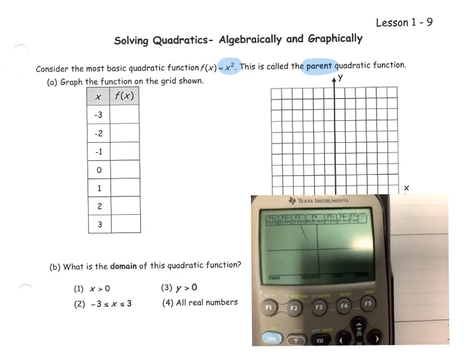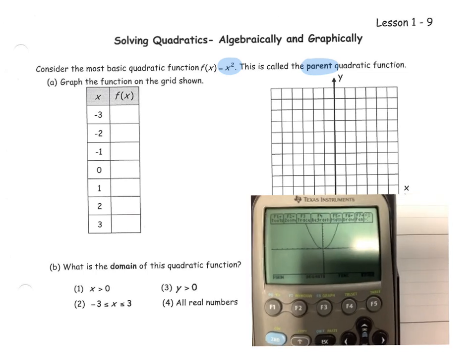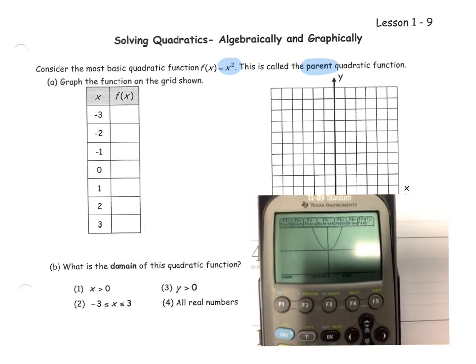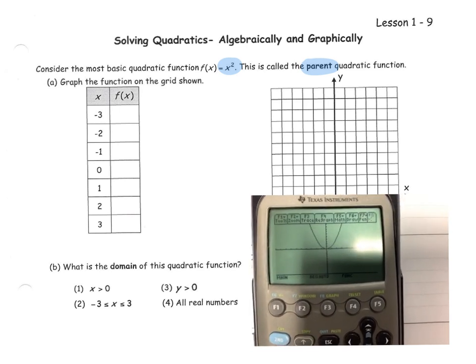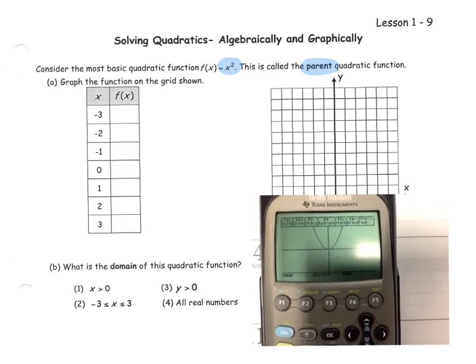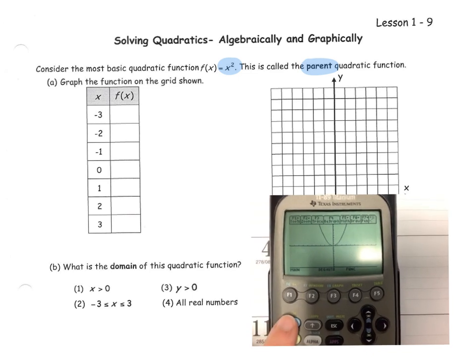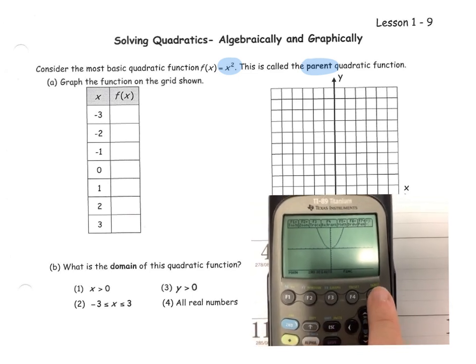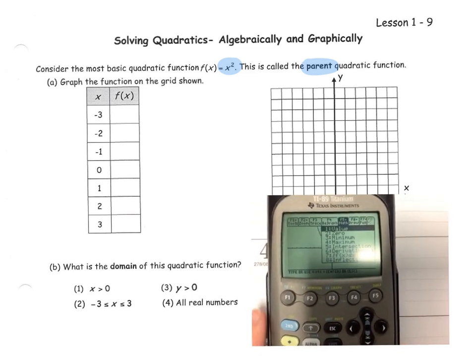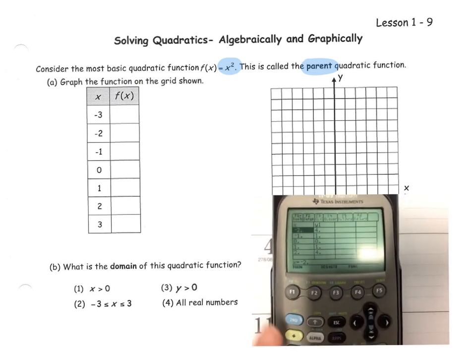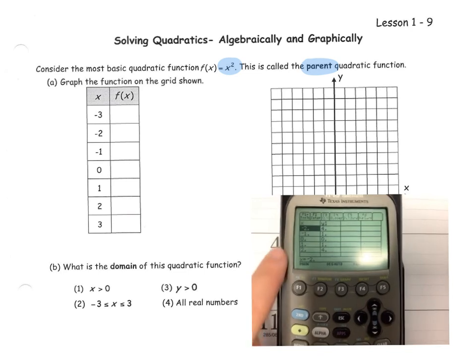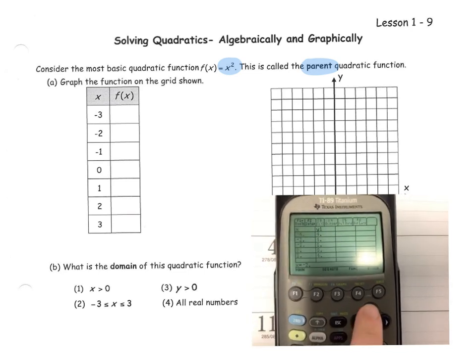Mine was already zoomed in at the appropriate approximations for the screen, like the width that I wanted it to be. But again, if yours wasn't, that's just how you do it. Now, if you wanted to plot points from the table, we're going to hit the blue button here, second, F5. Oops, sorry, hang on. I hit the wrong one. It's diamond F5, sorry. Diamond F5. And now we're looking at the table of values.